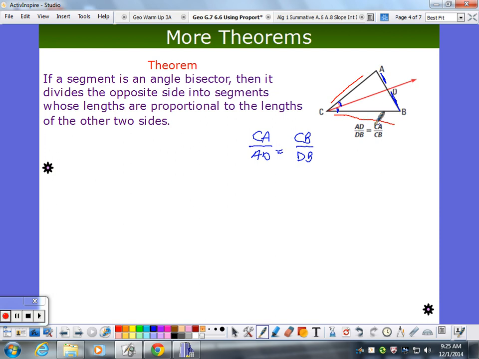And is that okay? Are these two proportions equivalent? How would I know if they're equivalent? How can I tell? True or false? If this, then that. How can you tell? Cross product. What's the cross product here? AD times CB equals DB times CA. What's the cross product here? AD times CB equals DB times CA.